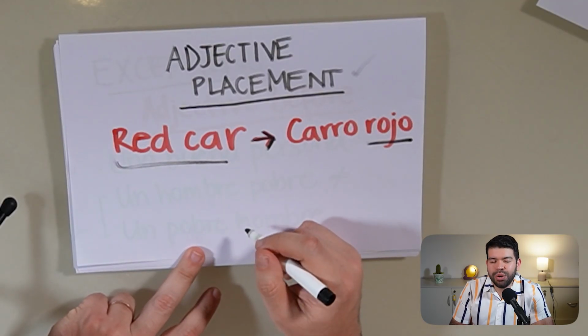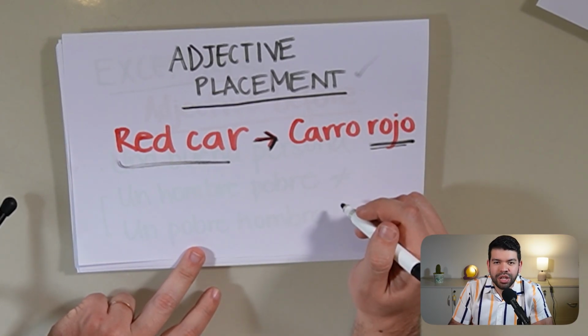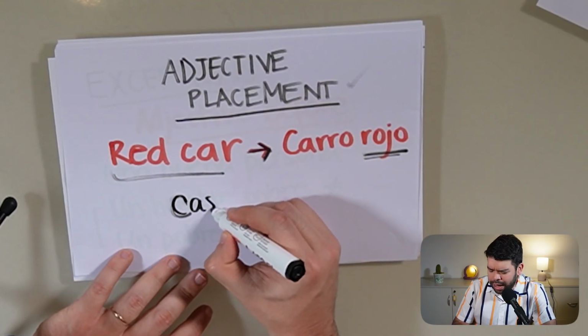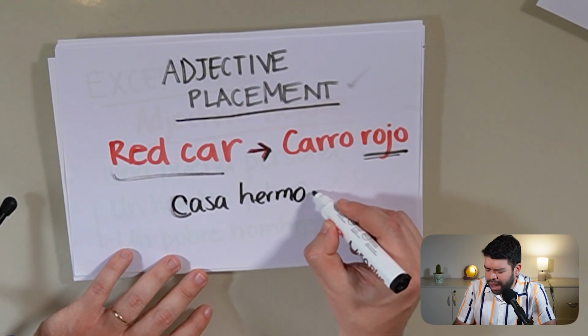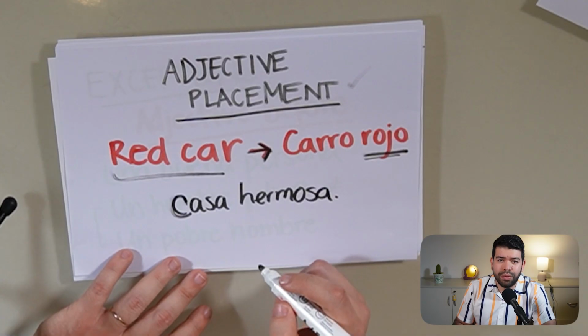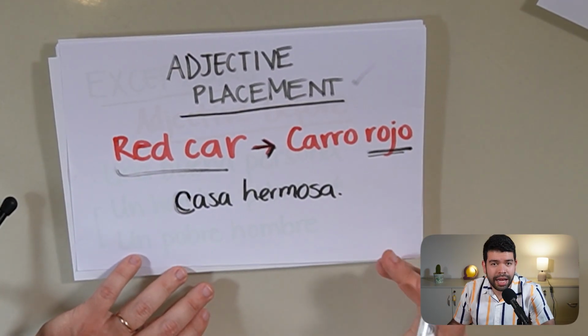But in Spanish, you will usually see the adjective after the noun, okay? So instead of a beautiful house, we would say casa hermosa, hermosa being the adjective, being after the noun, which is casa. Un estudiante brillante, una persona buena.